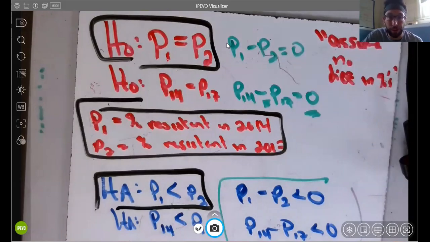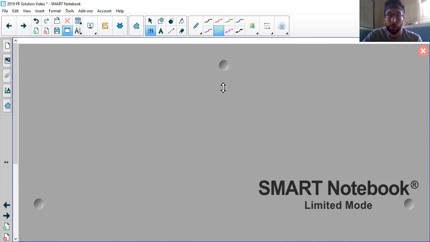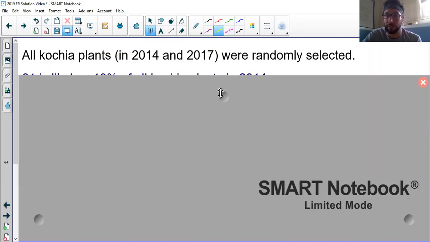So moving over there, let me jump back to this little thingy. It's going to tell us we have random samples on the AP exam, right? And we see that somewhere here. Randomly selected, right? So here we've got our conditions. So 1, all the plants were randomly selected, right? You can write that as one little sentence. You don't have to split it up.